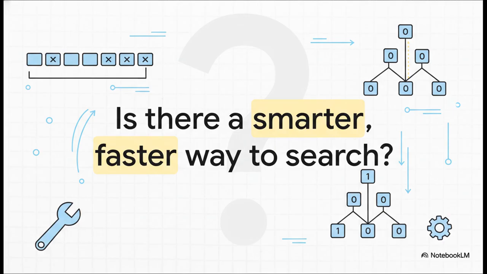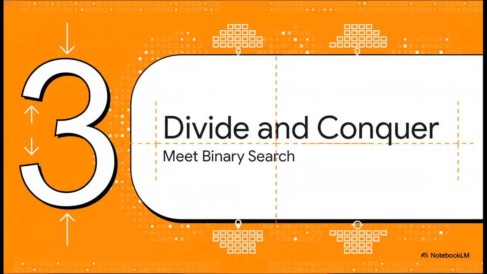There has to be a better way to do this, a smarter way. And thankfully for all of us, there is. And that brings us to our second contender, binary search. Now, this approach is so much more clever. It's elegant, it's powerful, but it has one very important rule. The list must be sorted first. Now, that sorting takes a little work up front, but as we're about to see, the payoff is absolutely enormous.